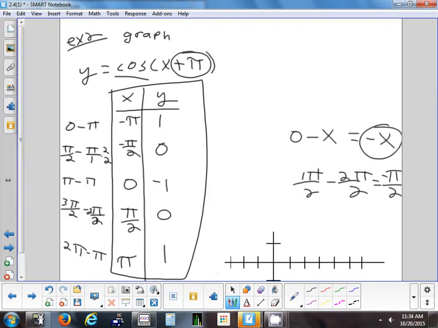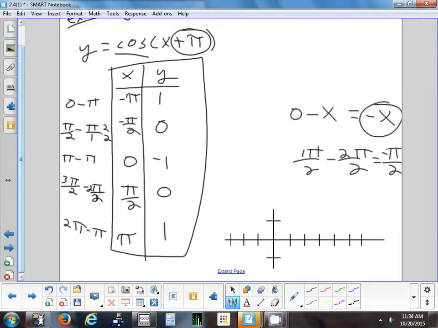Okay. All right, and make our sketch. Okay, again, make sure you always label your axes. If you don't on the test, I'm going to take a point off your sketch.